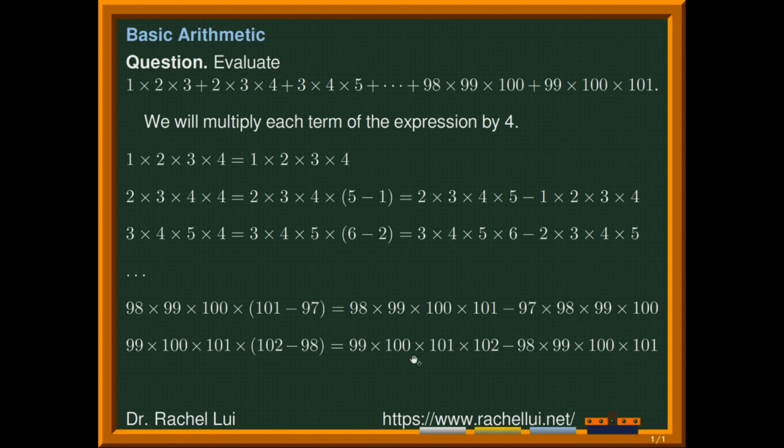Almost all the terms are cancelled out except this one. So we will divide this one by 4 because we multiplied every single term by 4 at the beginning. And the answer is 25,497,450.